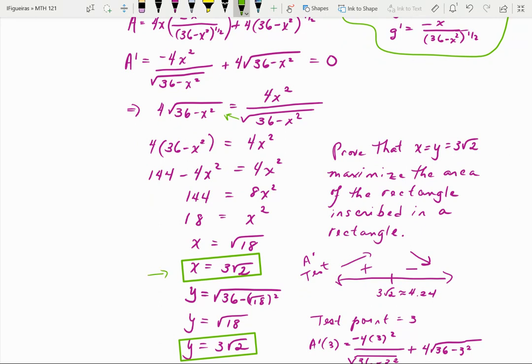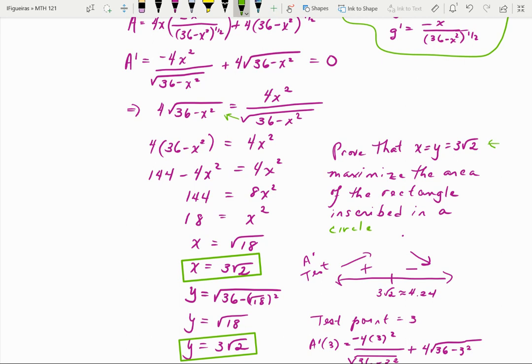All right. So remember, this was a prime. It's not so easy to find a double prime. So we're just going to use the first derivative test to determine if 3 root 2 is actually a maximum dimension. By the way, y is also 3 root 2 when you plug it in. So in fact, if this works, your rectangle is actually a square. So we want to prove that these two dimensions, x and y, equal to 3 root 2, maximize the area of the rectangle inscribed in a circle.